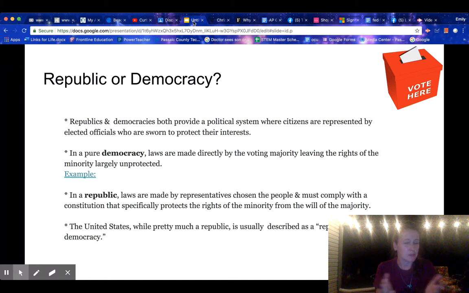That makes sense. Okay, so in a republic, laws are made by representatives chosen, like I said, but they have to sort of comply with whatever set of laws or rights they have.